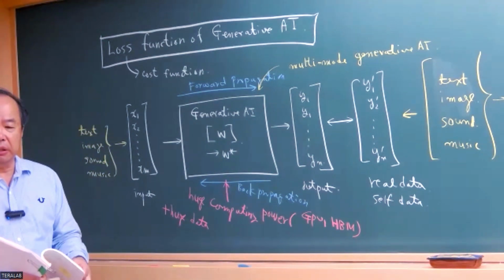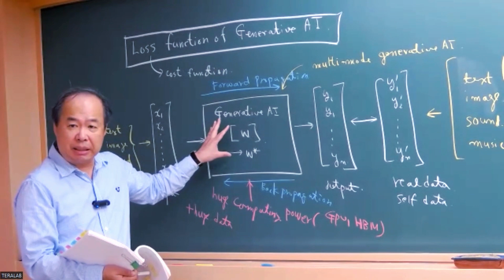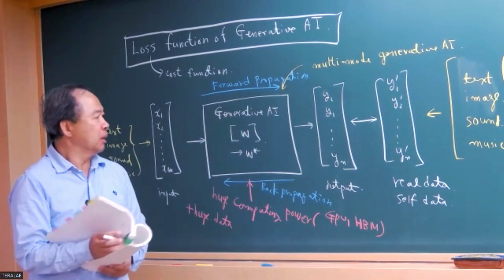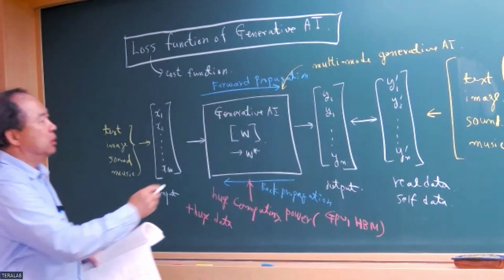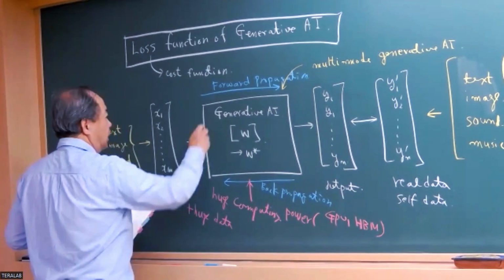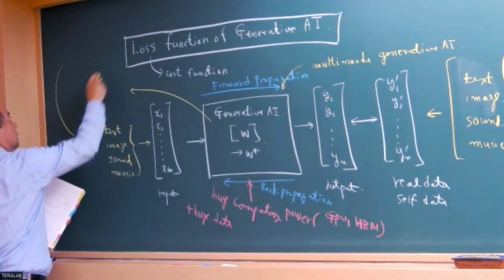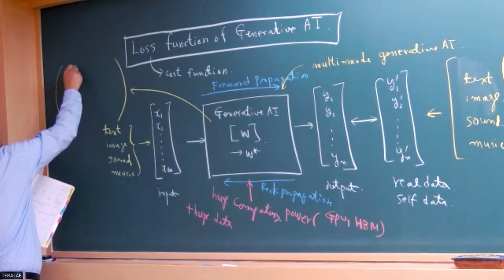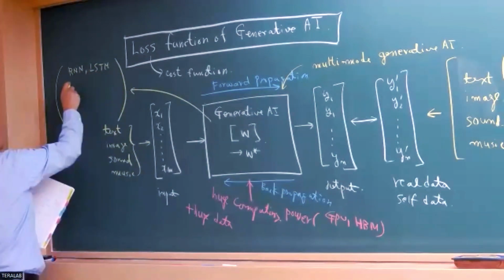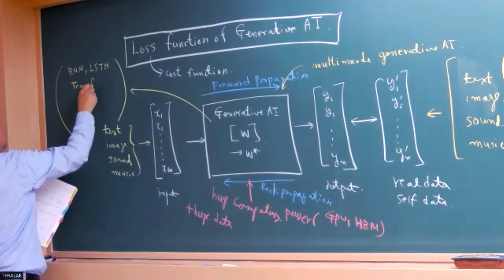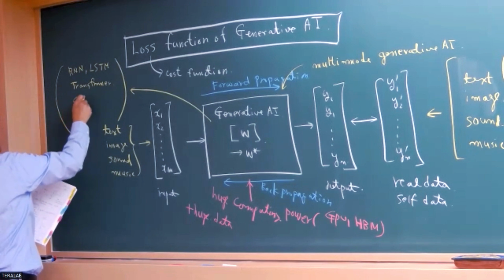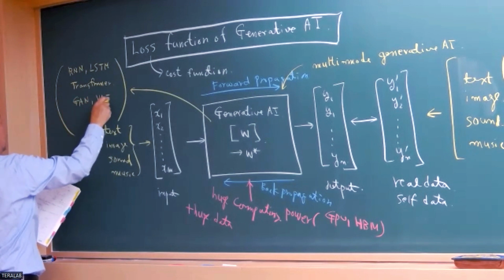There are various different types of generative AI architectures, but these frameworks are always the same. In order to achieve this multimodal generative AI, there are some different types of AI. In my class this semester, we're going to discuss RNN, LSTM, transformer learning, GAN, VAE, and diffusion.